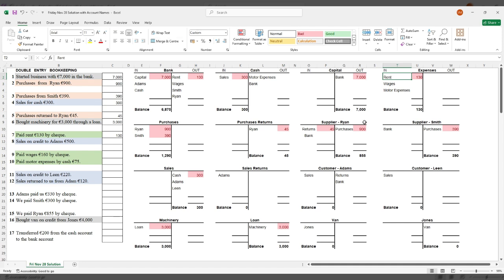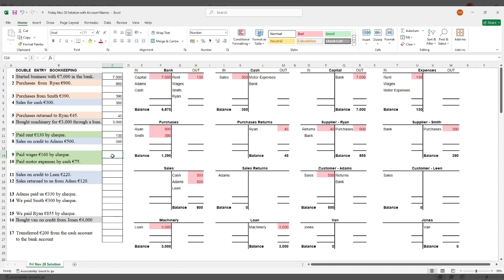Okay? Anyway, next transaction. Sales on credit to Adams, 500. We'd expect sales to be credited with 500, which it is. Who do we sell that stuff to? We sold it to Adams, €500.